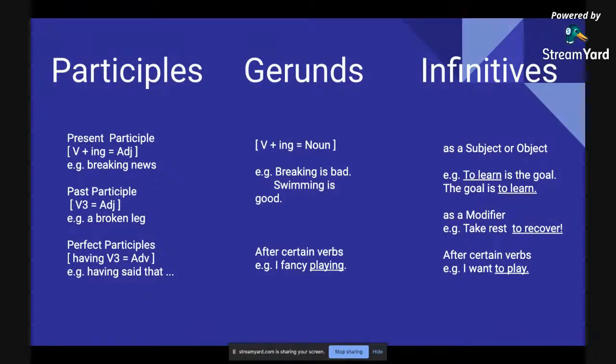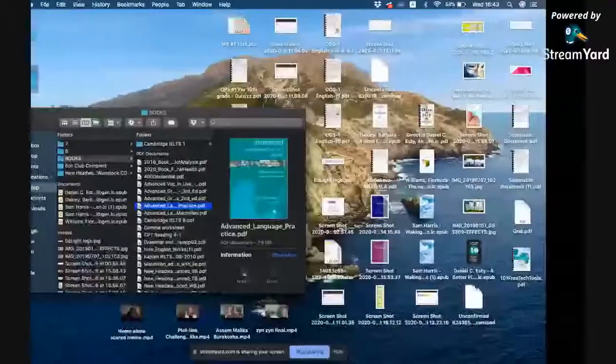So here's the difference between participles, gerunds, and infinitives. I'm sure you can watch some more videos, not by me, by other educators on YouTube, and see some more extra materials about gerunds.